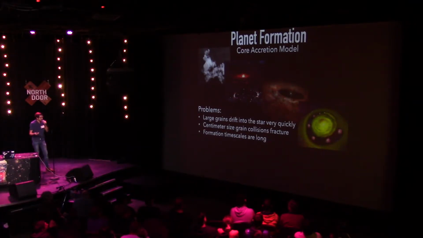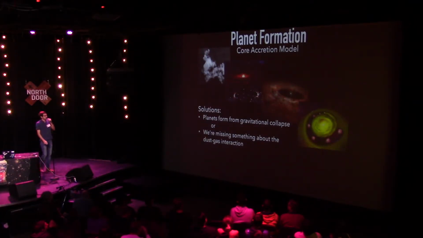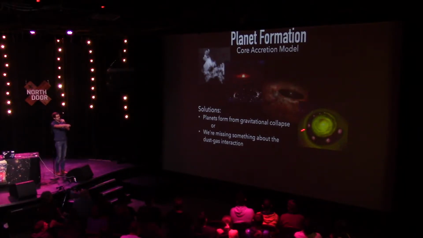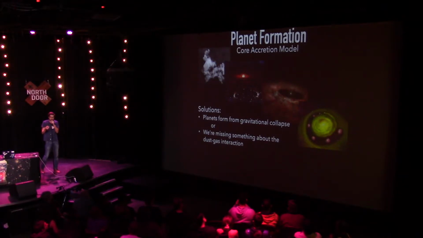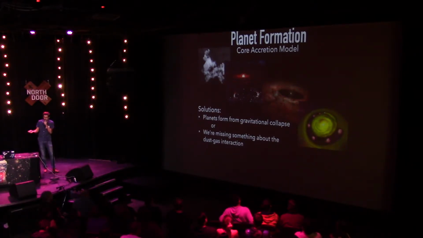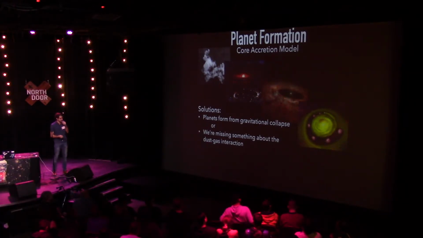So some potential solutions we've come up with are that perhaps these large planets can form from a different mechanism. Basically, similar to the way a star is formed. If you have a part of the disk that is overmassive, it can become unstable and collapse to form a planet just all at once. So that may be a viable mechanism to form gas giants, but we don't think it could work to form things like the Earth or small terrestrial planets.